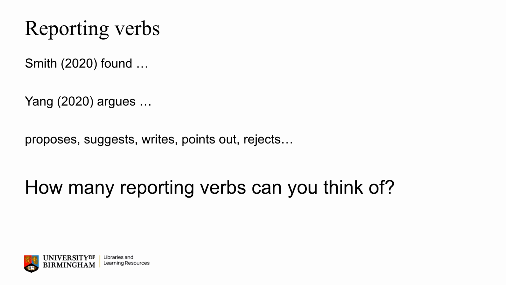Now, when we read and then report the ideas of others, we have a choice about how to present them and their ideas. So you might want to think about your reporting verbs in your writing. You might say Smith found this, or Yang argues something. Or you might choose the word proposes, suggests, writes, points out, or rejects. How many reporting verbs can you think of? And reflect on how the choice of word conveys slightly different meanings.